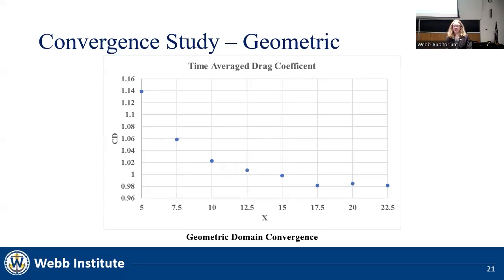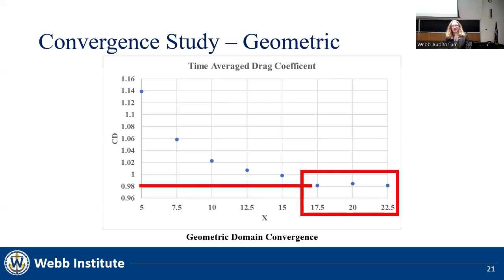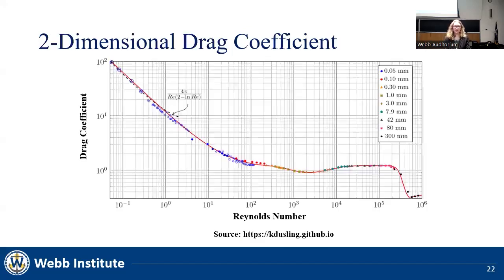On the plot above, the x-axis is this domain multiplier, and the y-axis is the time average drag coefficient. We have chosen to model the domain with x as 17.5 because it's the smallest domain that can be used within the converged region. The drag coefficient at this domain multiplier is 0.98.